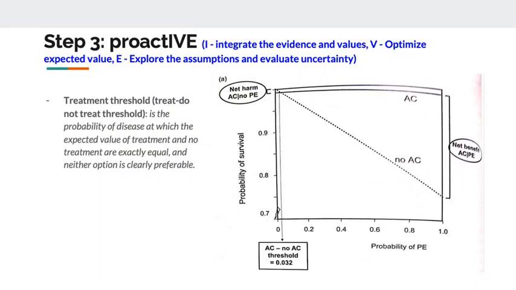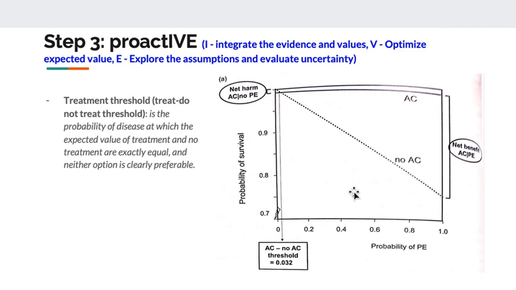So if you plot out the expected value of the AC and the no AC option with the change of the probability of the PE, we will obtain this graphical representation over here. A very important concept is what we call a treatment threshold, or do not treat threshold. The treatment threshold is defined as the probability of the disease at which the expected values of the treatment and the no treatment are exactly equal, and neither option is clearly preferable.